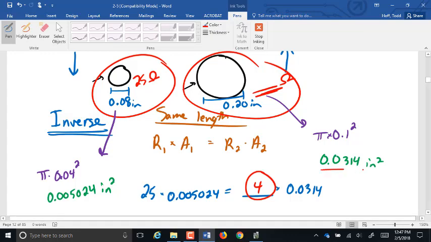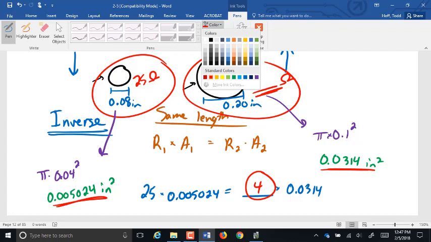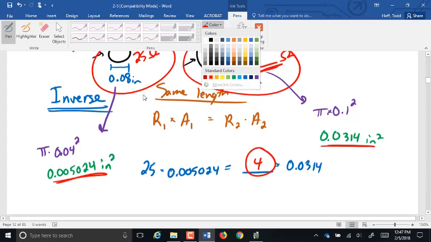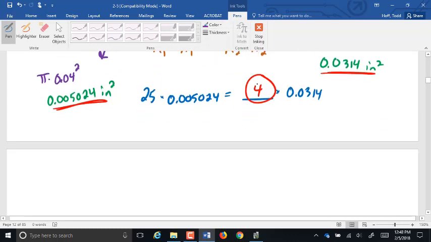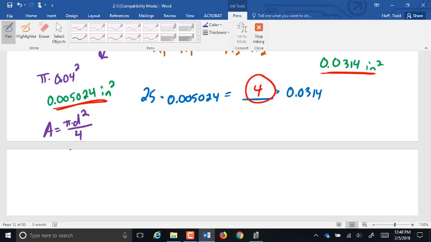Well, that's kind of a pain to have to do this area calculation. So let's look at how we can maybe work with that a little bit easier. There's an alternative formula for area. The alternative formula is the area is pi times diameter squared divided by 4. Where that came from, of course, is the radius is the diameter divided by 2. And when you square the radius, we get diameter squared and the 2 squared. So it's diameter squared over 4.